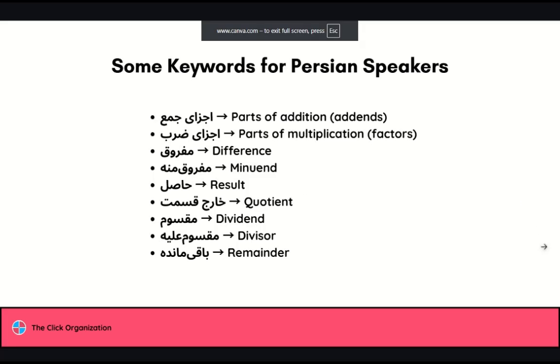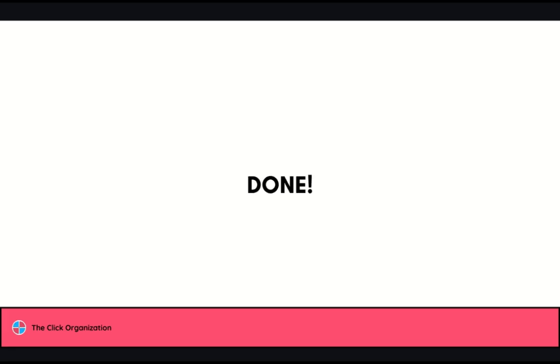We're done. Here I have some keywords for Persian speakers. I will read them for you. Ajzai jam, parts of addition. Ajzai zarb, parts of multiplication. Mafruq, difference. Mafruq minho, minuend. I hope I'm right with the spelling. Hasil, result. Kharj qismat, quotient. Maqsum, dividend. Maqsum alayh, divisor. And baqi manda, remainder.